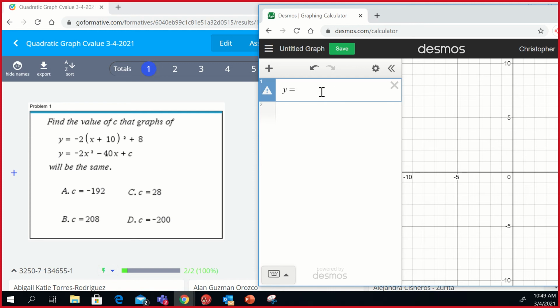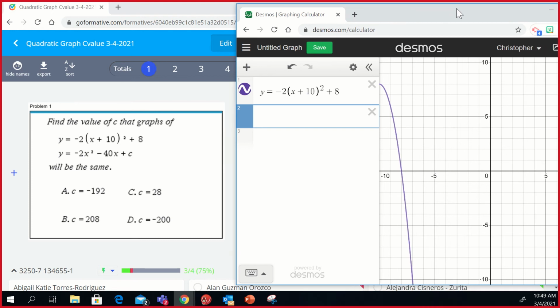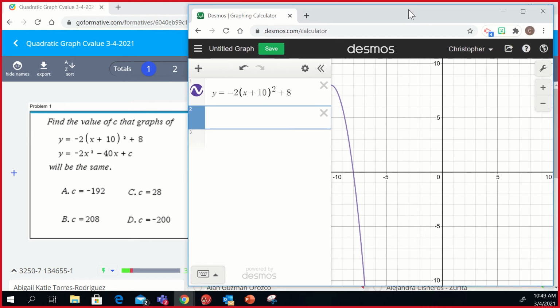So y equals, and then it looks like minus 2, and then I have x plus 10. And this is squared, so when it's squared, that makes it quadratic. And then plus 8. So that's my original graph. So this is the whole thing. This is my original graph.